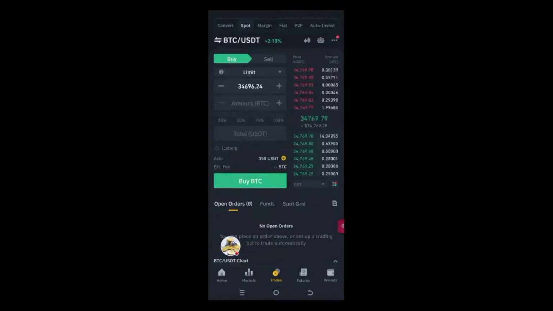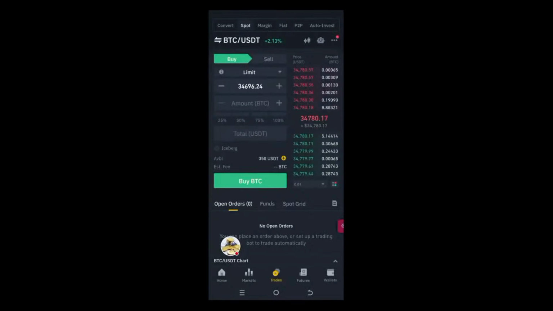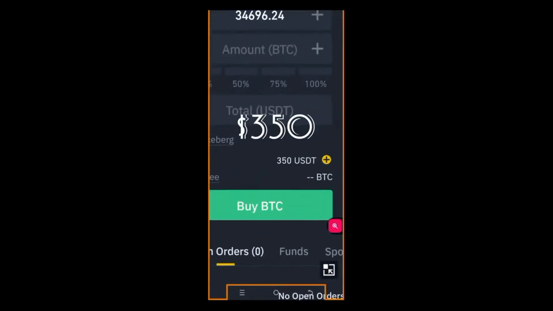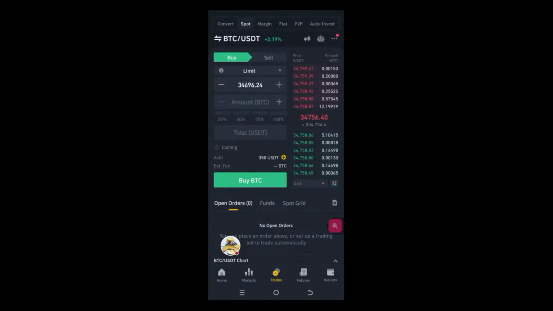All right. So what are we doing today? We're going to be doing some good spot trading activities across 4 different platforms. Yes, you heard me right. So without much ado, let's go into what we have for us today. As you can see here, we have $350 that we'll be working with on Binance. Let's start with our all-time favorite, which is Binance.